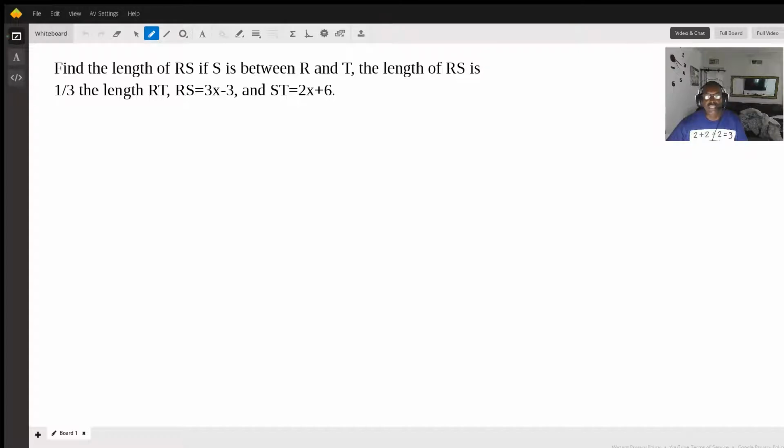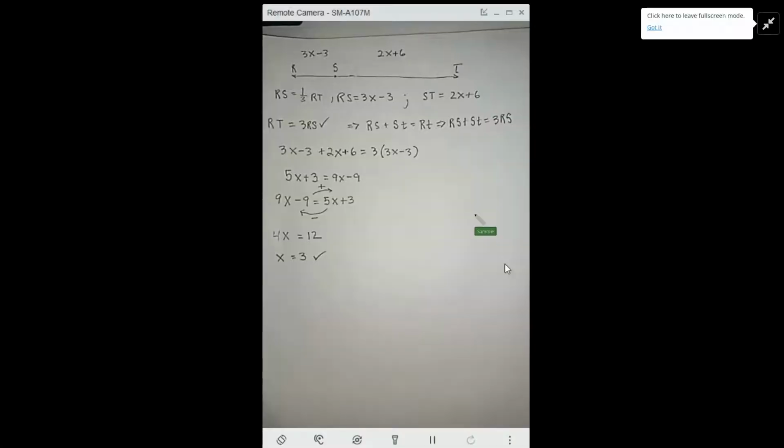This is a little different than some of the other questions, whereas instead of just giving you RT, they said RS equals 1/3 of RT. Okay, RS equals 1/3 of RT, so that is correct, which means RT equals 3RS. I multiply both sides by 3. So RT equals 3RS. If this isn't right, then none of it's right, but that is right.